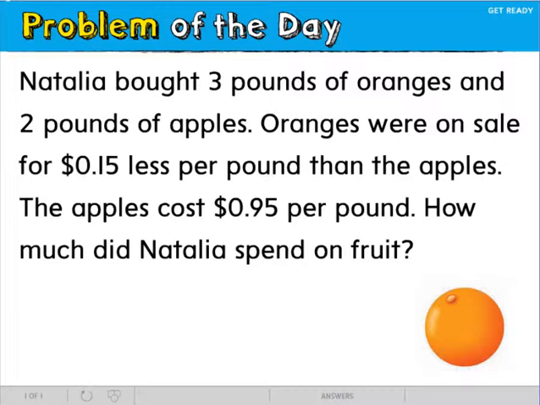You find out how much, because it says less per pound than the apples, so it's 80. So I need 95 cents, subtract 15 cents. 5 minus 5 is 0. 9 minus 1 is 8. Here's my decimal. So I have 80 cents. So how much are the oranges? 80 cents per pound, right? So now, what's the next thing I have to do?